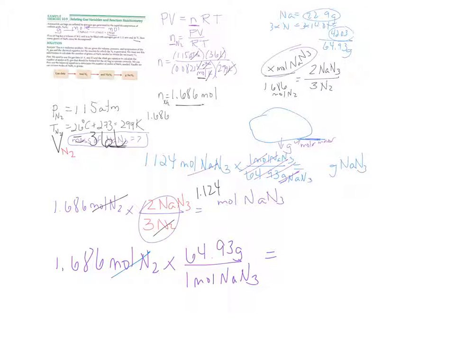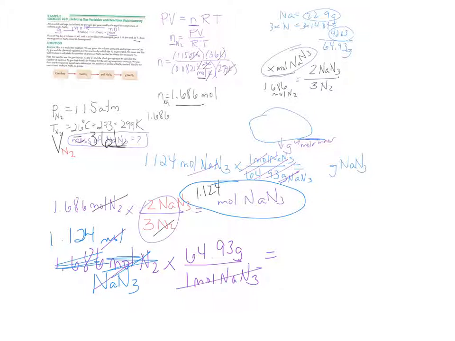And see that moles of N2 cancel, and this should say, and I wrote in the wrong thing here. See, I'm here on vacation, so that's why I'm totally confused. This is not 1.686. This should be 1.124 moles of NaN3, because that's the substance we're dealing with. Now, moles of NaN3 are in the numerator. That will cancel with this.